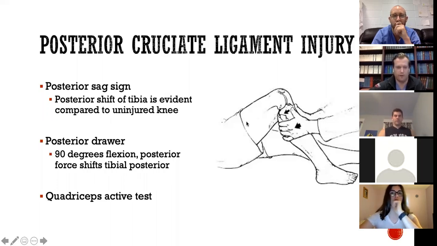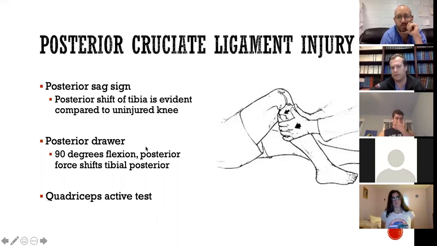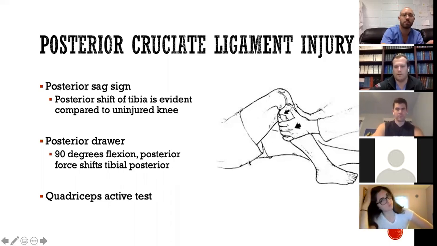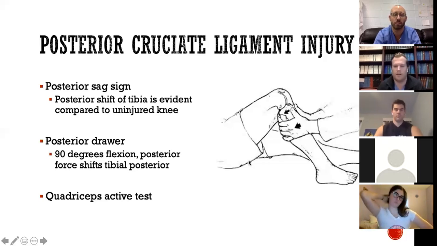Additionally, you can further exacerbate or put more stress on the PCL by doing a posterior drawer test. This is where you put the knee in 90-degree flexion. You direct a posterior force on the tibia, and note to see if there is a shift in the tibia in relation to the femur.